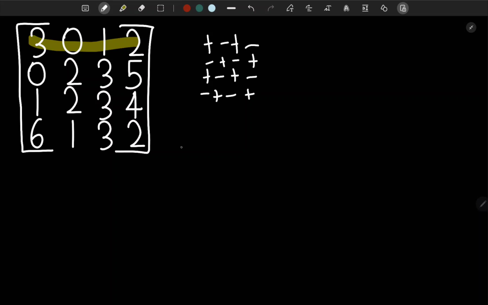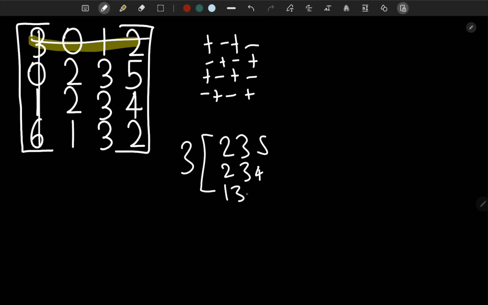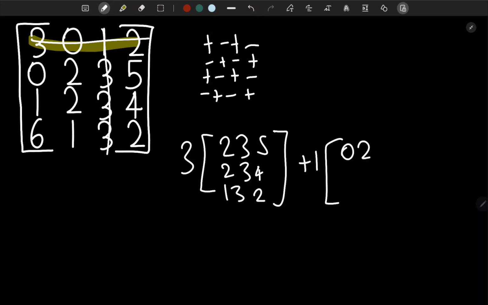Okay, so we're going to start with 3 into the matrix of cancelling out the first row and the first column. So 2, 3, 5, 2, 3, 4, 1, 3, 2. Close brackets. Next is a 0, so we can just skip this part. Next is a 1, so it will be plus 1, open brackets, and we cancel out the third column and the first row. So we are left with 0, 2, 5, 1, 2, 4, and 6, 1, 2.